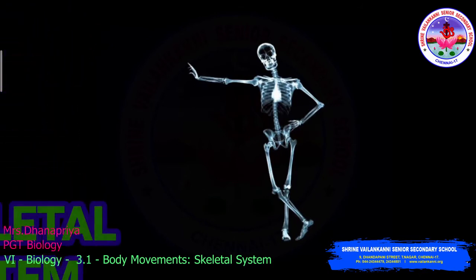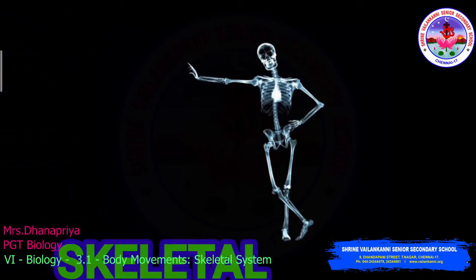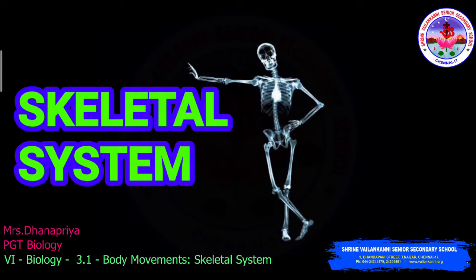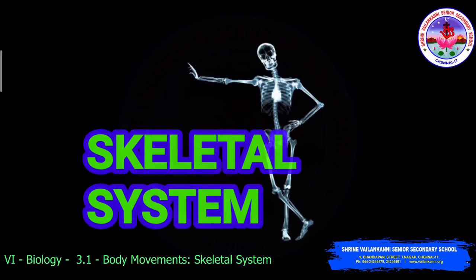In the chapter body movements, our next topic to discuss is the skeletal system. Our body functions with various types of systems. In that, the skeletal system plays a major role in our body. The human skeleton is an organ which is responsible for the skeletal system. The human skeleton is the internal framework of the human body.